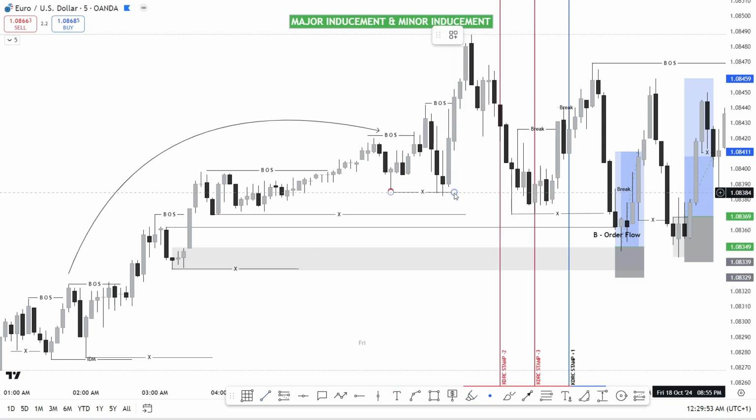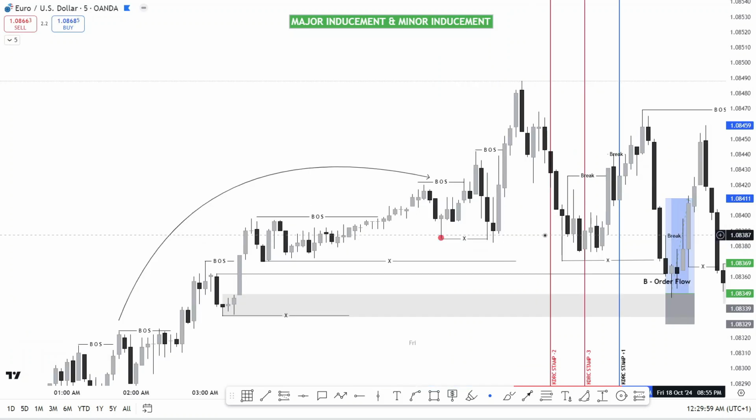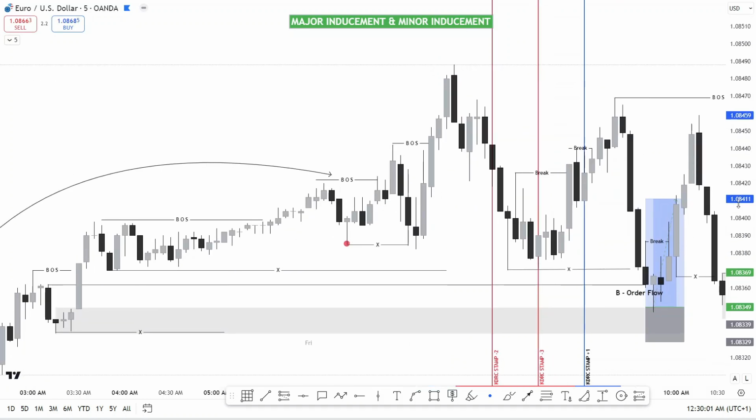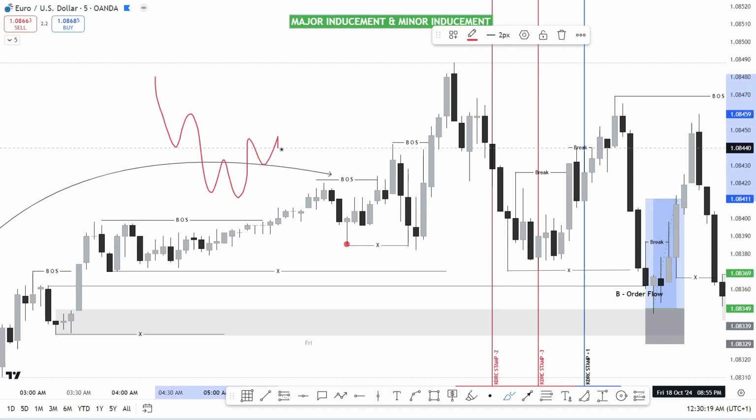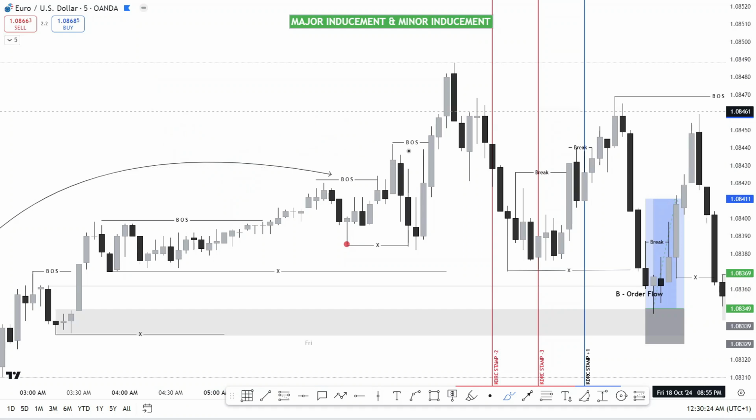This is our inducement. Are you with me? So we have this as our inducement. So what did I say? Immediately inducement is taken, and of course this is a major inducement, you can now look for opportunities from this zone. Now I've shown you what to look for, right? You want to see something like this on the upside. So that's exactly what happened there.